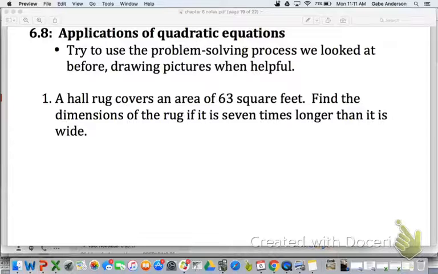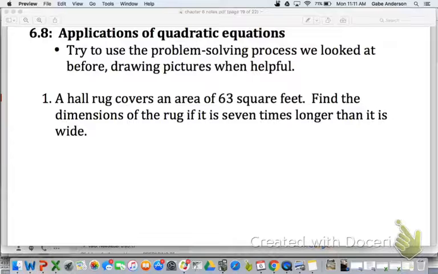My advice to you is draw pictures when necessary or when helpful. I think that'll often be the case, not always, but often. And use the problem-solving strategies that we've talked about before. Know that these are going to involve quadratic equations in some form or another. So let's take a look at number one.